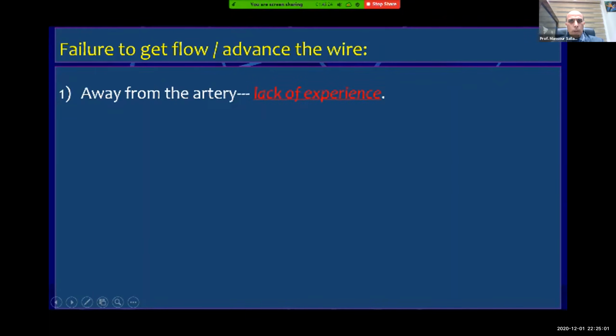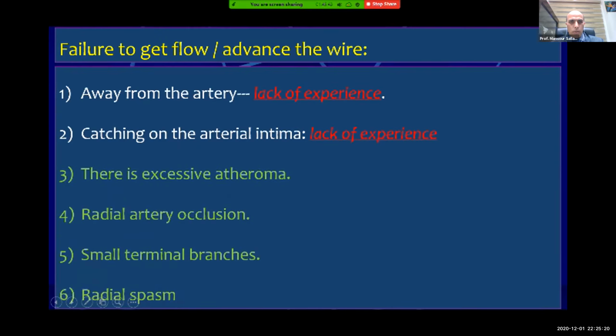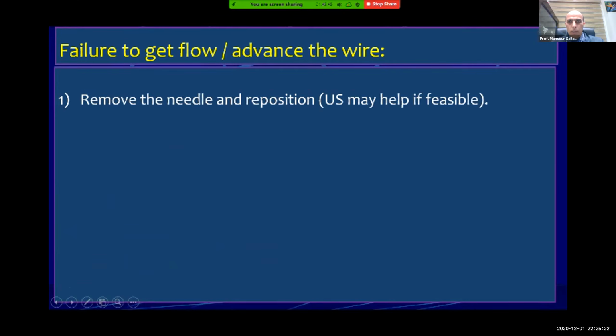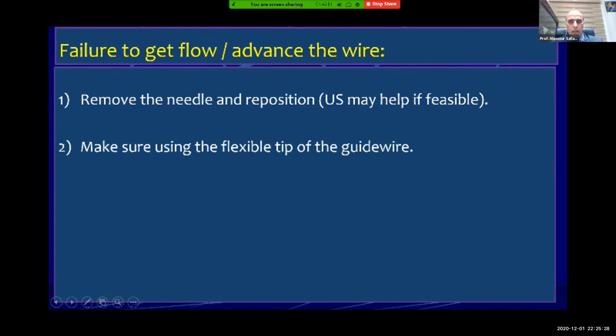Now I would like to summarize why sometimes we fail to get flow or to advance the wire. Usually you may be away from the artery, which comes from lack of experience, or you are catching on the arterial intima, which also comes from lack of experience. With more experience, you will get better. In such a situation, remove the needle and reposition it. If you have an ultrasound available in your cath lab, it will be a nice friend.